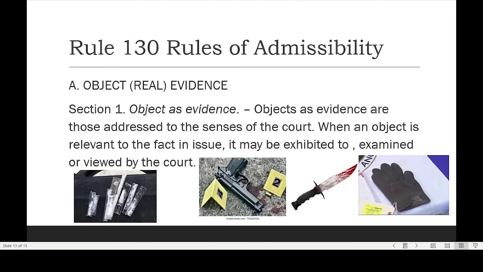So accordingly, the court acquitted the accused, O.J. Simpson, in that case. Okay? So these are examples of evidence which are addressed to the sense, particularly the sense of sight of the court. But however, we must remember that this object evidence is not visual alone. So it is not only addressed to the sense of sight of the court. Okay, it covers the entire range of human senses: hearing, taste, smell, and touch. So it's not sight alone.